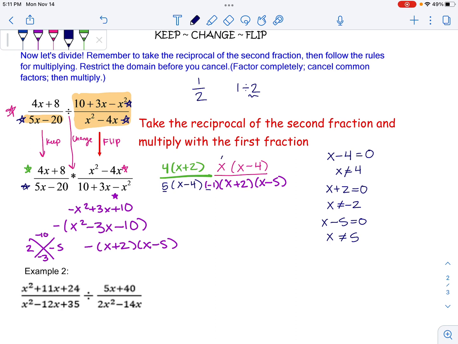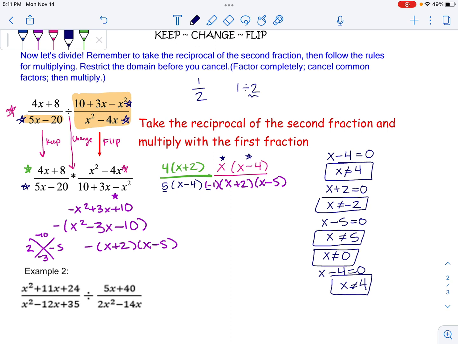Then don't forget the numerator up here as well. So we have x equals 0, so x cannot equal 0. And x minus 4 equals 0, x cannot equal 4. And I notice here I have some duplicates, right? X cannot equal 4 is there twice. That's totally fine. You can list it twice. You cannot list it twice, I'm not going to fault you for that, as long as you have them all. So here are my excluded values.